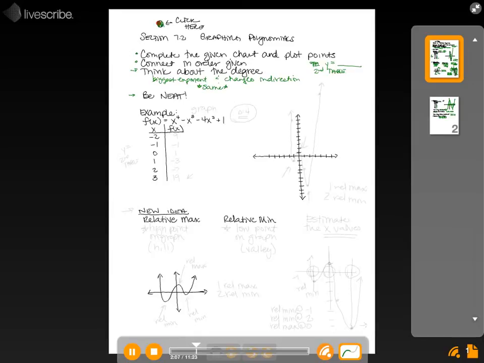Alright, I'm going to give you an example here, and what I want you to do is just graph this example. Follow the steps that I've given you at the top there. Complete the chart and then connect the points. Plot the points and connect them in order, and then check your degree. For this example we've got f of x equals x to the 4th minus x cubed minus 4x squared plus 1. I'm going to point out for you that the degree is 4. That's the biggest exponent, which means there should be 4 changes in direction in this graph.